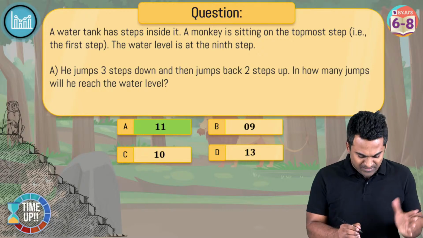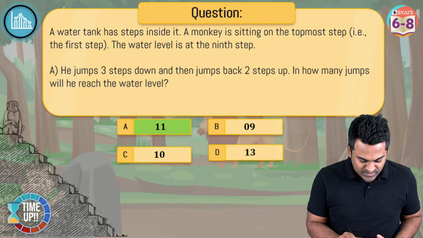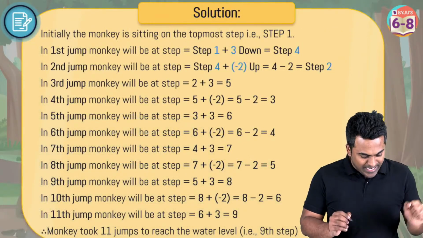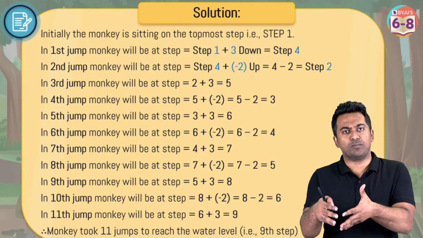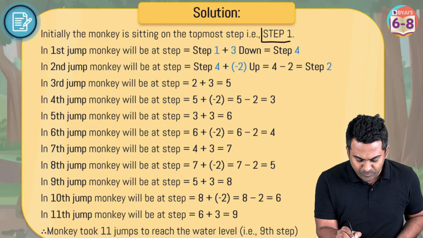Very good. Well done. 11 is the correct one. Let's see how this is to be done. Okay. Now, initially, as you can see, the monkey is sitting at the topmost step. Let's just call that step 1.